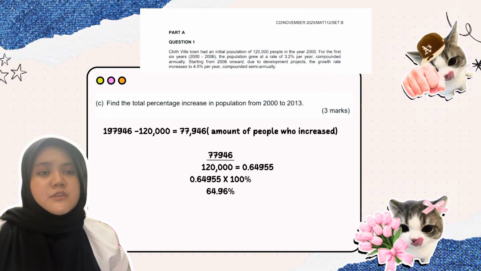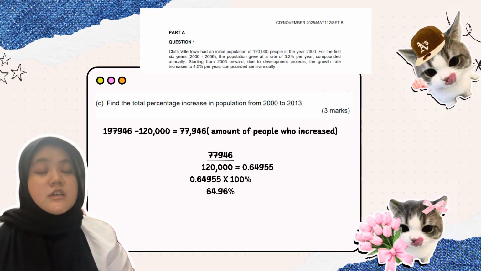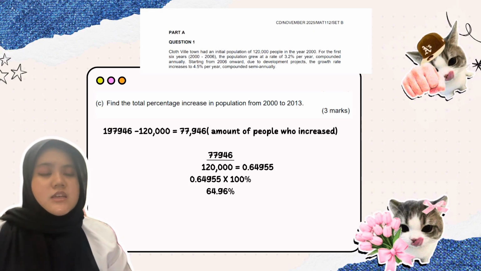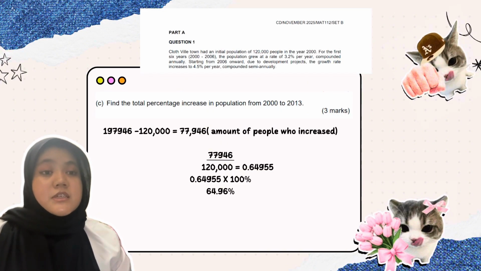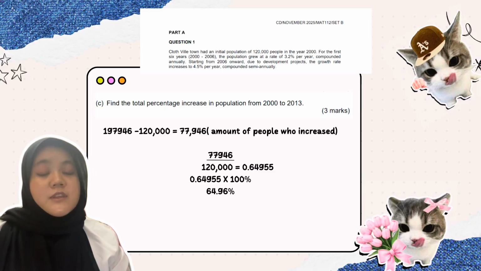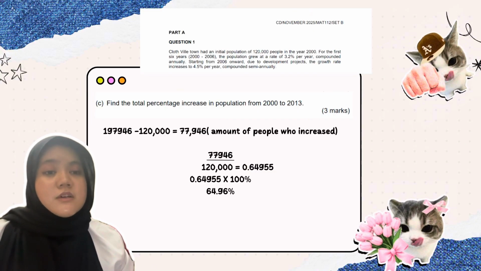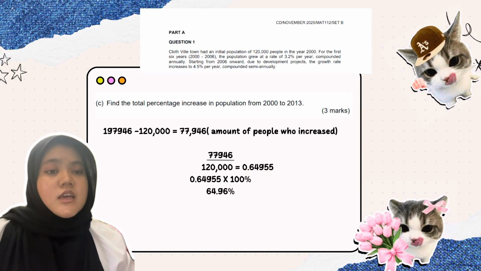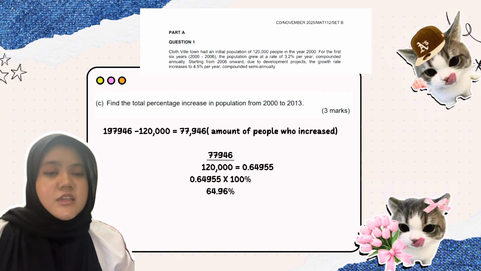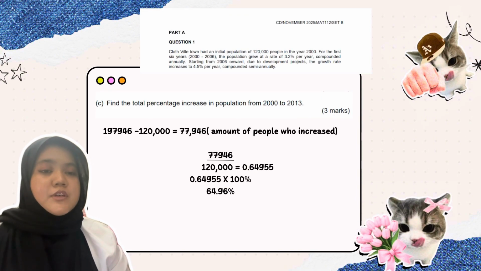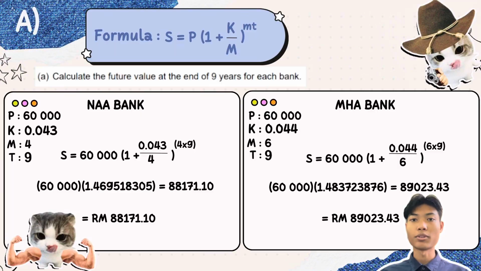And we have to find the total percentage increase in population from 2000 to 2013. So the people in 2013 minus the people in 2000. So you will get the answer 77,946 people. That's the amount of people who increased. So we have to divide by the people in 2000, and you have to change it into percentage, which is we have to times 100%, and you will get 64.96%.